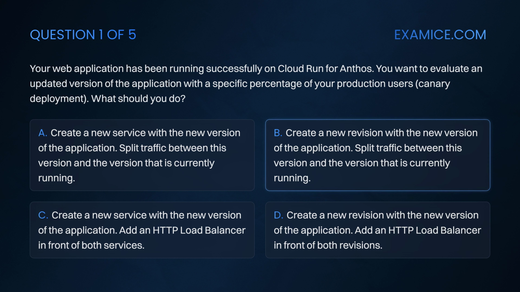Option B. Create a new revision with the new version of the application. Split traffic between this version and the version that is currently running. Option C. Create a new service with the new version of the application. Add an HTTP load balancer in front of both services. Option D. Create a new revision with the new version of the application. Add an HTTP load balancer in front of both revisions.